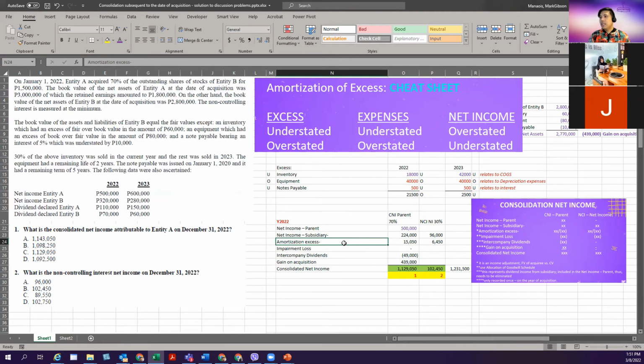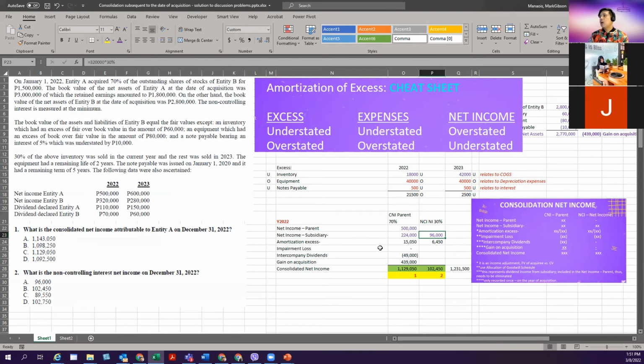Net income of subsidiary. So net income of B is 320,000. But we have to split this, right, based on the proportionate share. So that will be 320,000 multiplied by 70% for the parent, and then 320,000 multiplied by 30% for the non-controlling interest. So notice, we just split this 320,000.